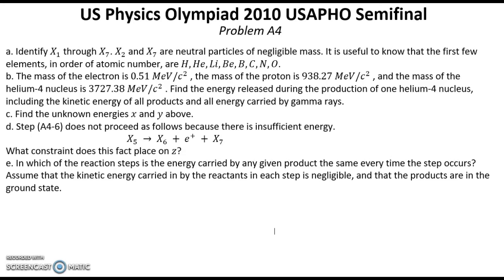Question C. Find the unknown energies X and Y above. Question D. Step 6 does not proceed as follows because there is insufficient energy: X5 goes to X6 plus positron plus X7. What constraint does this fact place on Z?